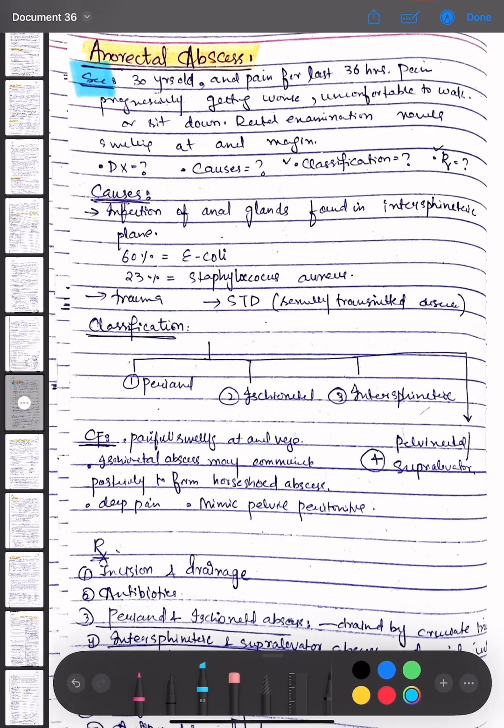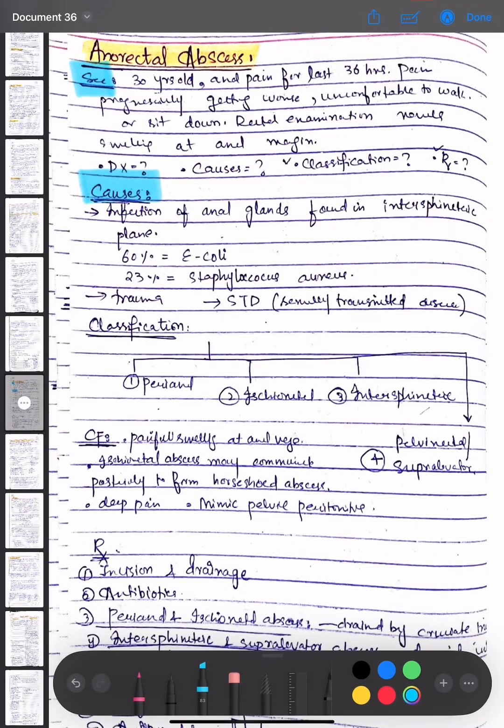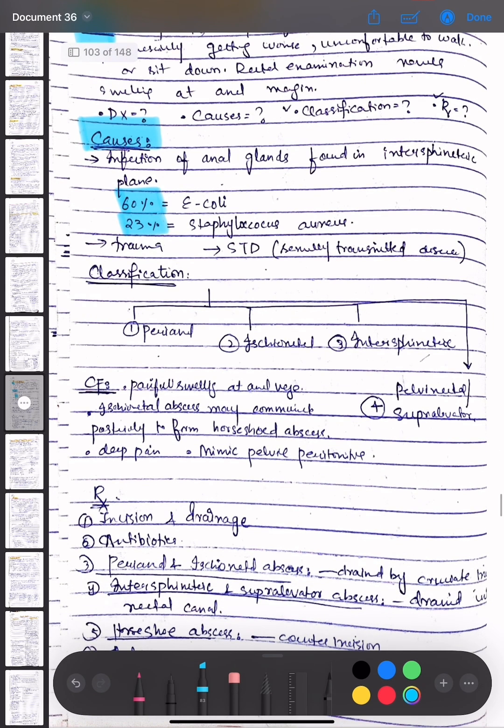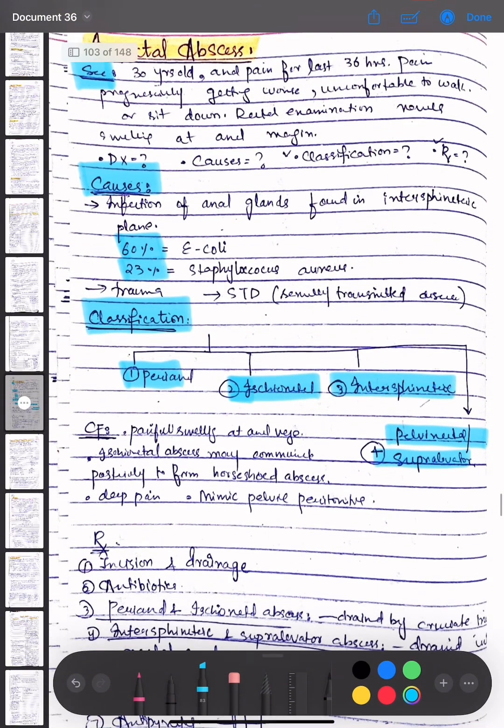So the causes of anorectal abscess are infection of anal glands found in the intersphincteric plane, that is 60% E. coli and 23% Staphylococcus aureus. Trauma is also a cause, and STD, that is sexually transmitted diseases, is also a cause. Now, what is the classification? This is perianal, ischiorectal, rectal, intersphincteric, and pelvirectal or supra-elevator. This is the broad classification of anorectal abscess.